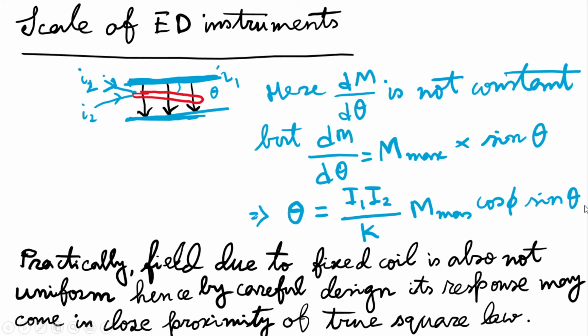Now practically, the field due to the fixed coil is also not uniform, hence by careful design its response may come in close proximity of true square law.